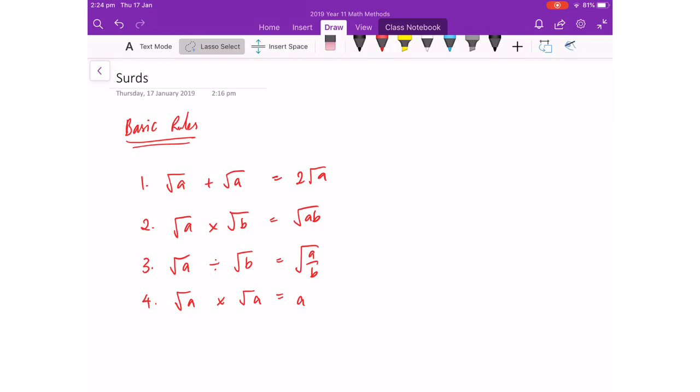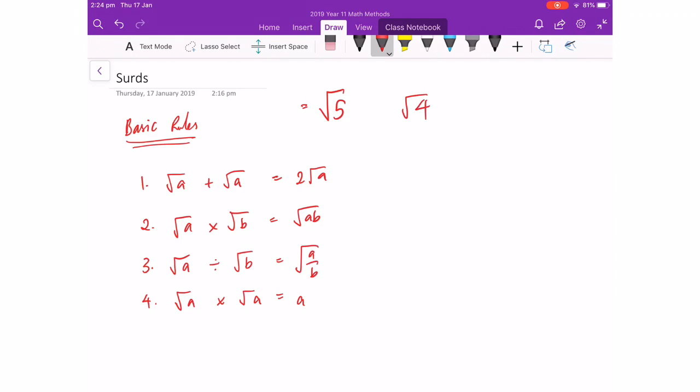For example, root 5 is an example of a surd, because you can't really break it down any further. If you do the square root of 5, you'll get 2.2 something. That's going to have to be rounded, so we want to leave it as that exact answer. That's when you would use something like a surd. So this is an example of a surd.